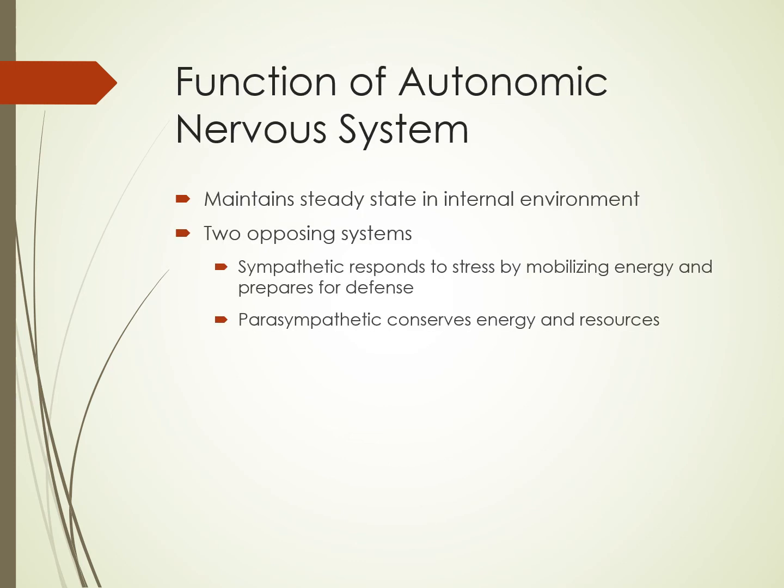The function of the autonomic nervous system is to maintain a steady state in the internal environment. So the sympathetic and the parasympathetic nervous systems are opposing systems. One is fight, the other is flight.